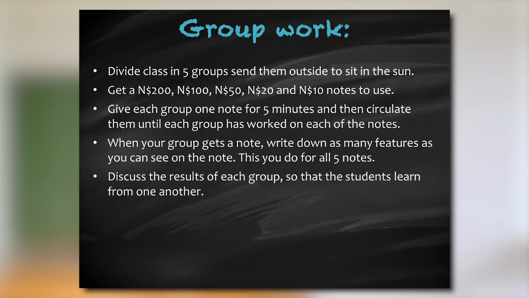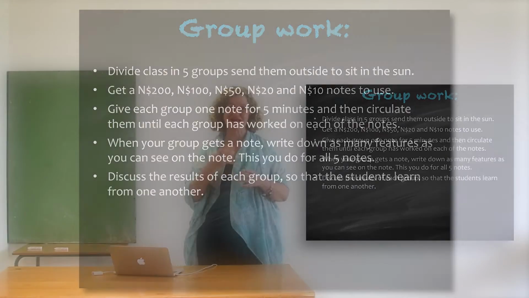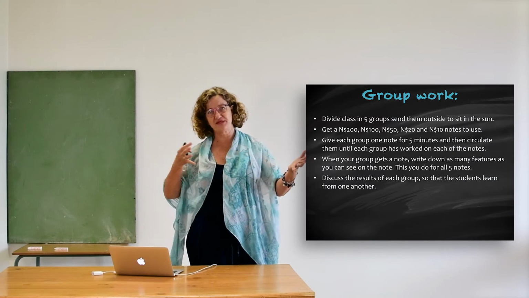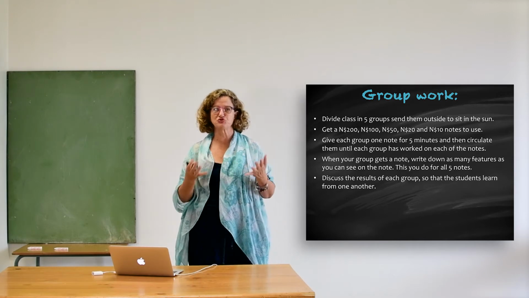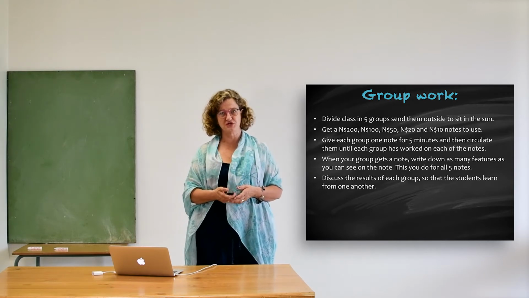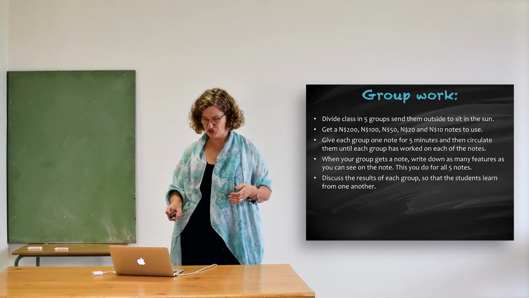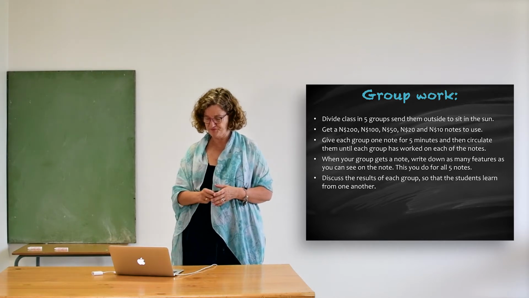So they must, for example, look for the watermark in it, or look for the braille that is indicated on the note. And then they must write down this list of characteristics. At the end, you can compare the answers, look at which group has the most characteristics for each note and what they are, and share it with the rest of the group.